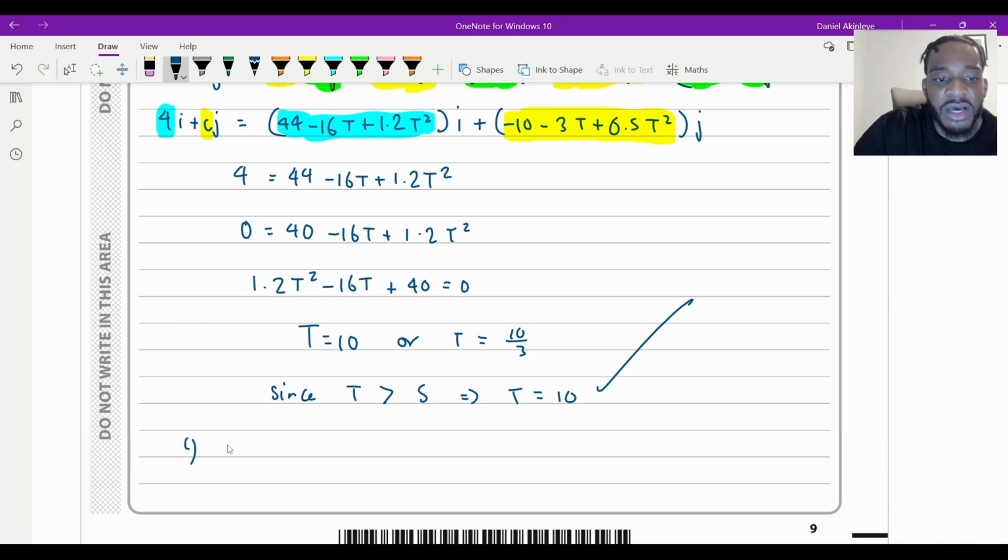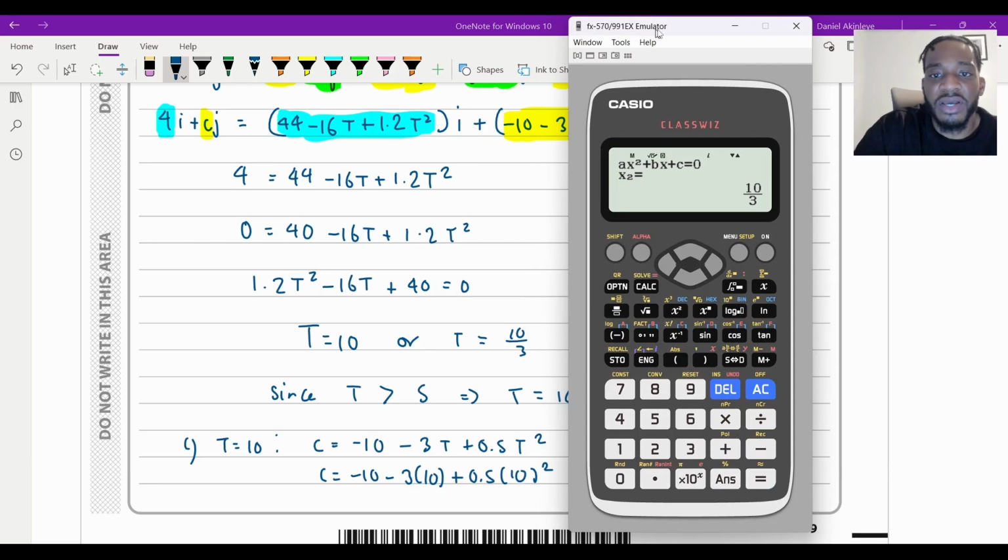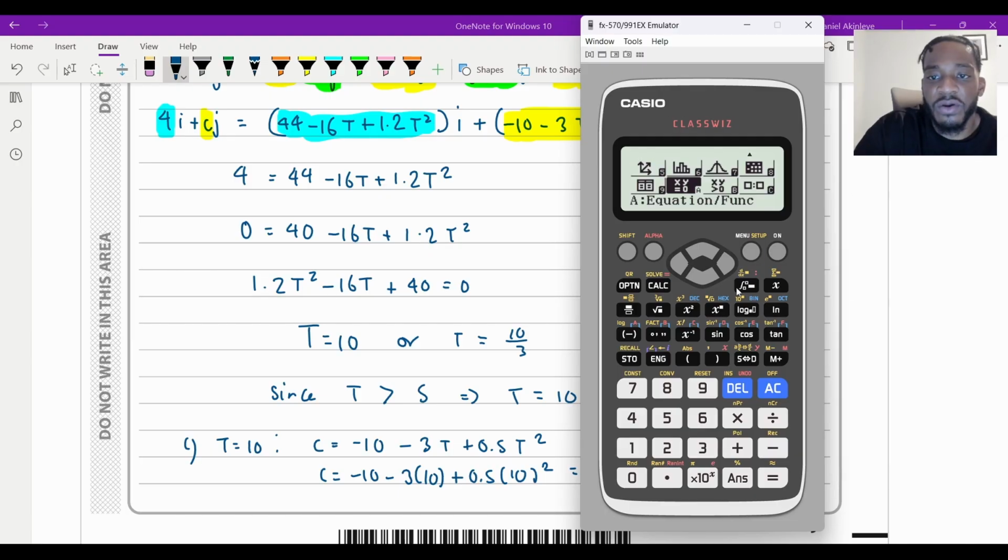We're going to say T is equal to 10, isn't it? So that means if I equate those, it's going to be c is equal to minus 10 minus 3t plus 0.5t squared. So if I plug in 10 into there, it's going to give me minus 10 minus 3 lots of 10, and then plus 0.5 times 10 squared. I'll just put this into my calculator and see what it gives me. So plugging this in here, we go here, here.